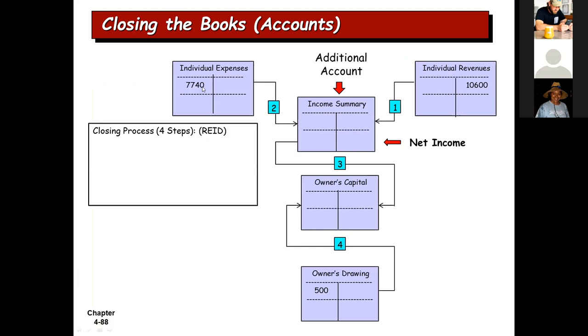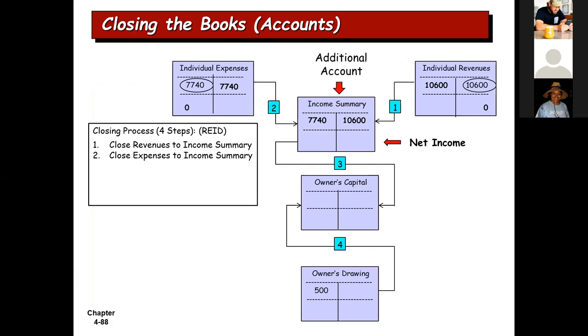So we create this income summary account and we're going to move the balance in revenue and the balance in expense into income summary by debiting the revenue account $10,600, which makes it go to zero, and crediting the income summary $10,600. Remember, we're under a double entry accounting system. So this 10,600 that was previously over here is now in the income summary. We're going to close the expense account by crediting it for the amount that's in the ledger, make it go to zero, and push it into the income summary. So the balance that was previously in this account is now sitting in the income summary.